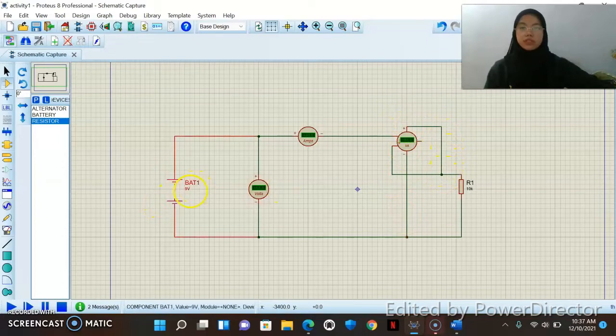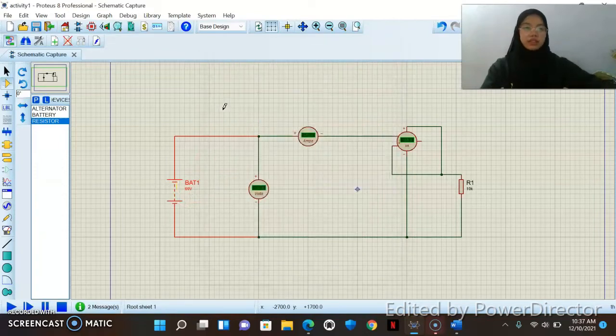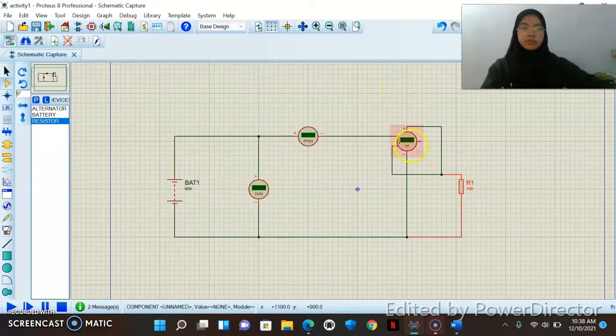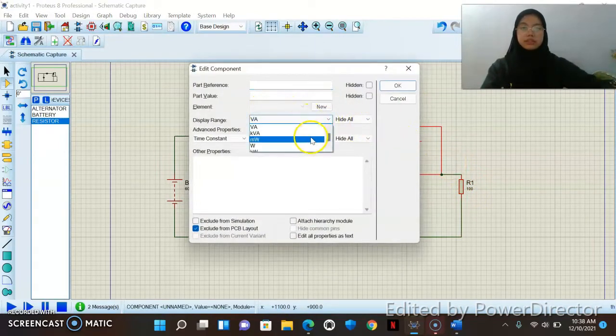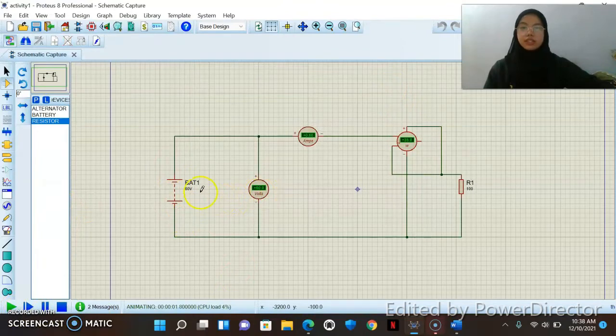For the battery, we set 60 volts, and the resistor is 100 ohm, and the wattmeter is in watts. Then I run it. As we can see, the voltage is 60 because it's parallel, the current is 0.6 amp, and the power in this circuit is 36 watts.